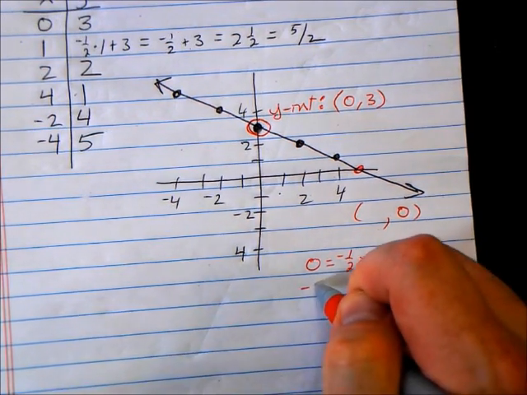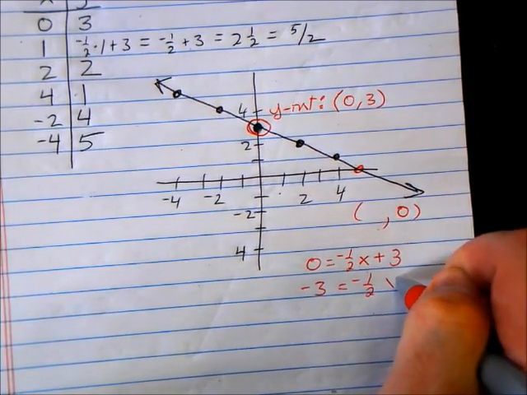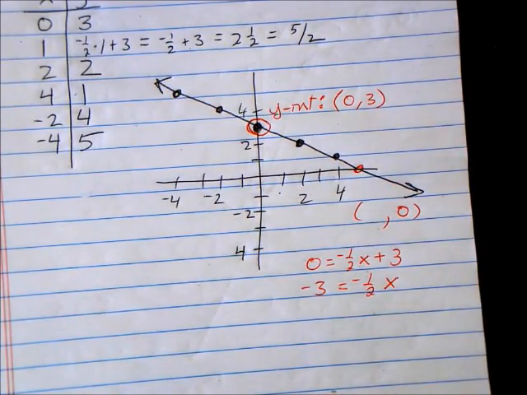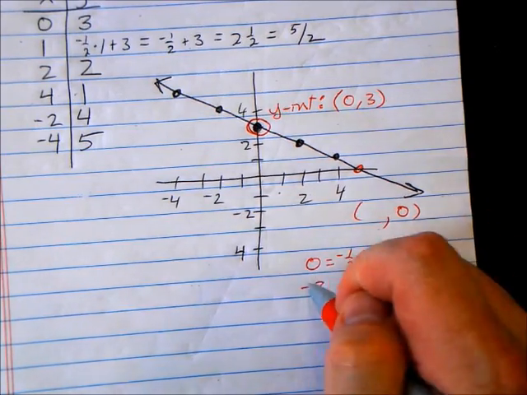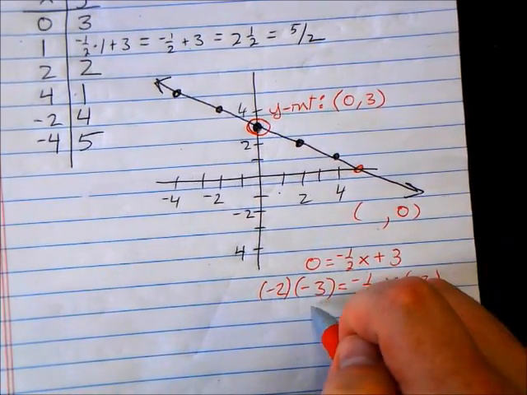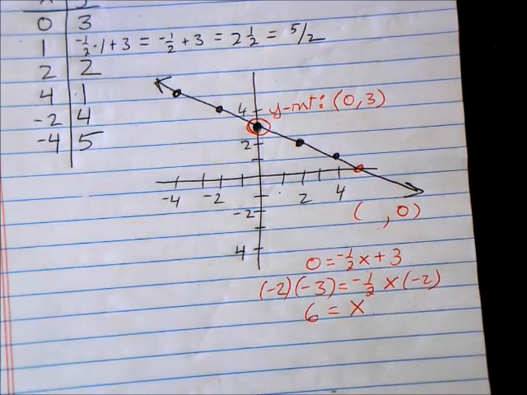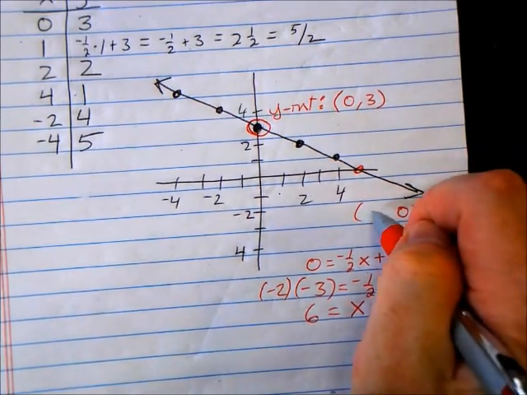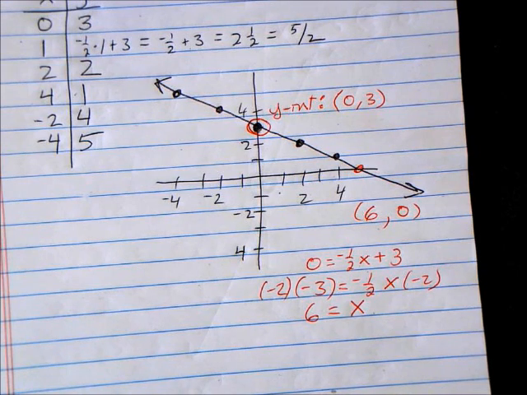Minus 3 on both sides. Minus 3 equals minus 1/2 x. And then how do you get rid of that minus 1/2 in front of that x? Multiply by the reciprocal. I love that answer. And what's the reciprocal of negative 1/2? Negative 2. So I'm going to multiply both sides by negative 2. Negative 2 times negative 3 is 6. And over there I would just get x. The negative 1/2 and the negative 2 cancel each other out. So my x-intercept is the point 6, 0. Questions on that?